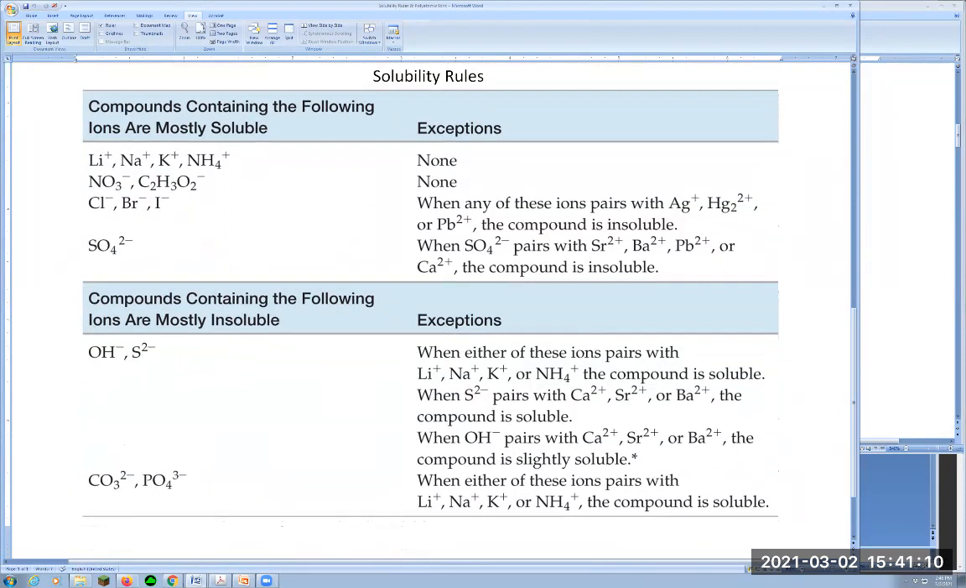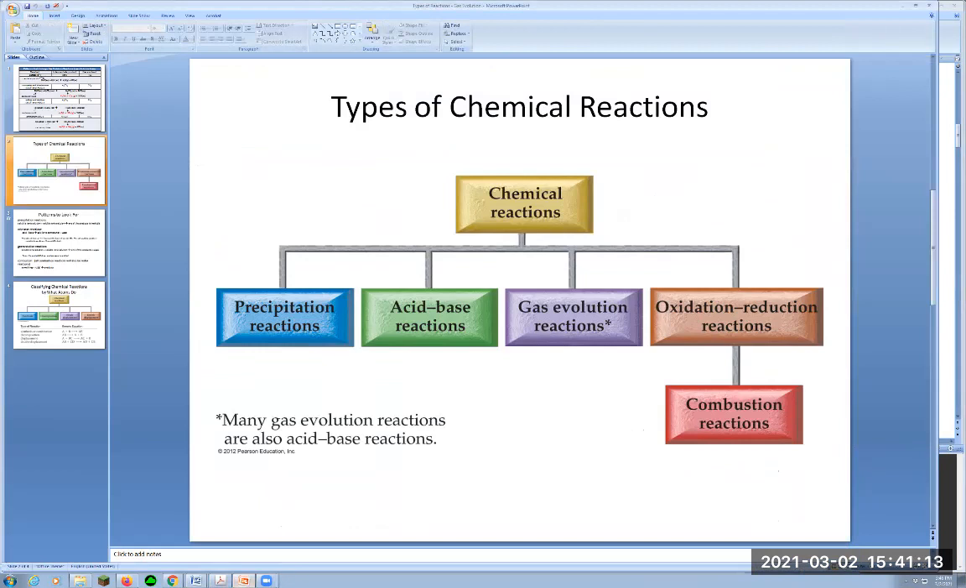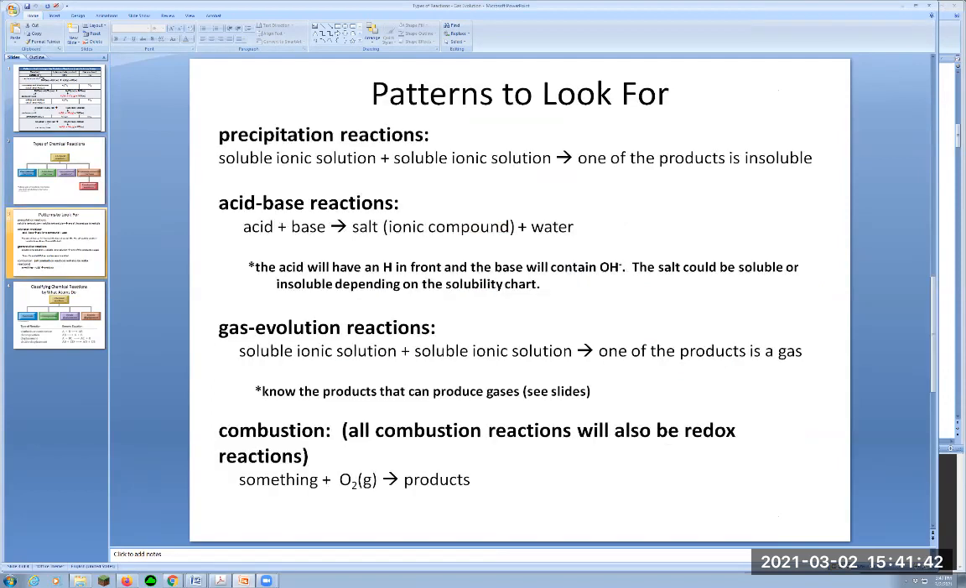And the other document is a PowerPoint slide with just a few slides that summarizes what you will go through in this chapter 7. And there are the different types of chemical reactions, right? We will study precipitation reactions, acid-base reactions, gas evolution reactions, and oxidation reduction reactions. And combustion reactions are a subtype of oxidation reduction reactions. And here there are the patterns to look for to decide what type of reaction you have.